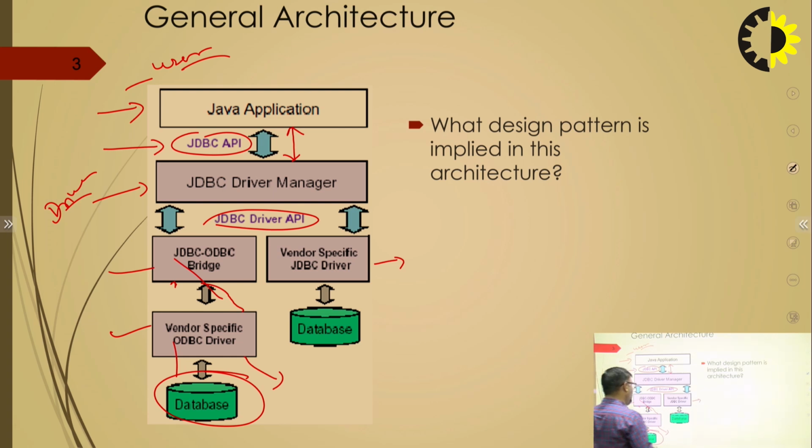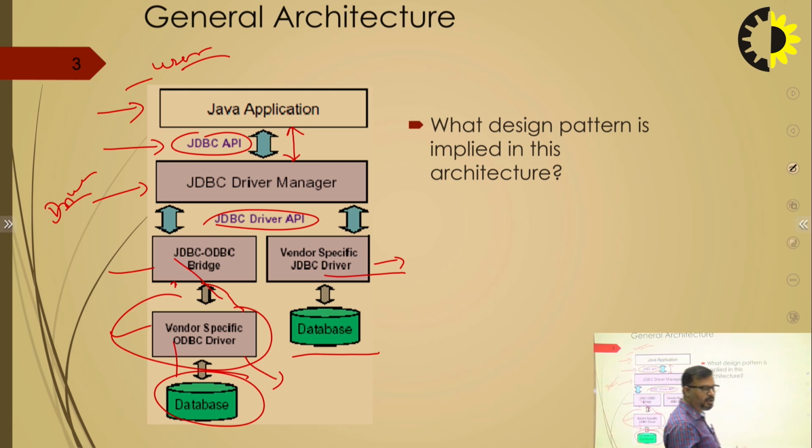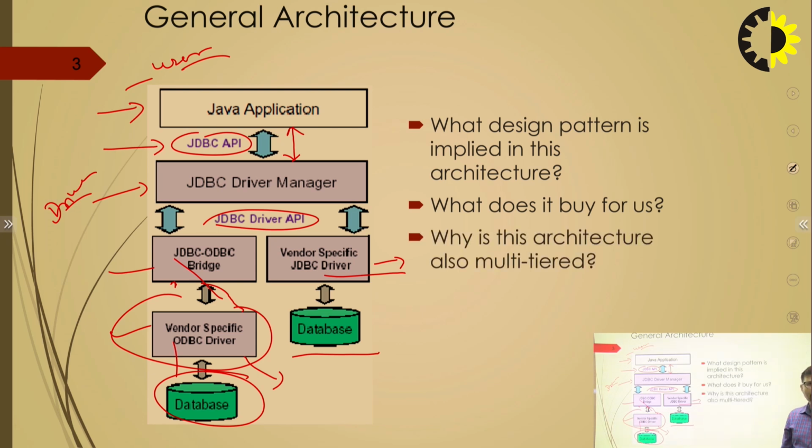Similar things happen here, on the other portion, where again it uses the JDBC driver manager, the vendor specific JDBC driver and the database. Okay, here we have a two-way communication. Then here we will find out the subquery. What is the design pattern implied in this architecture? What does it buy for us? And why is this architecture also multi-tiered?